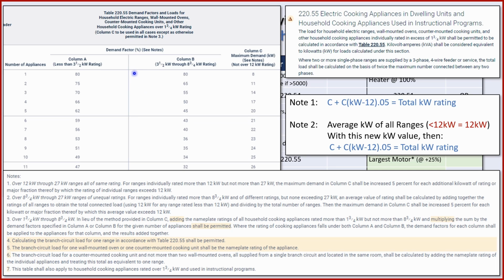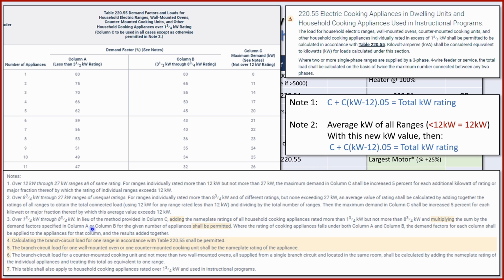Now, what I'm going to do first is go to note 3 because we already mentioned this on the last slide. It says column C is to be used in all cases except as otherwise permitted in note 3. So column C is over here, so they're saying use that in every case unless note 3 permits you to use something else, to use one of these columns. So let's go to note 3 first. Note 3 says over 1 3/4 kW through 8 3/4 kW.